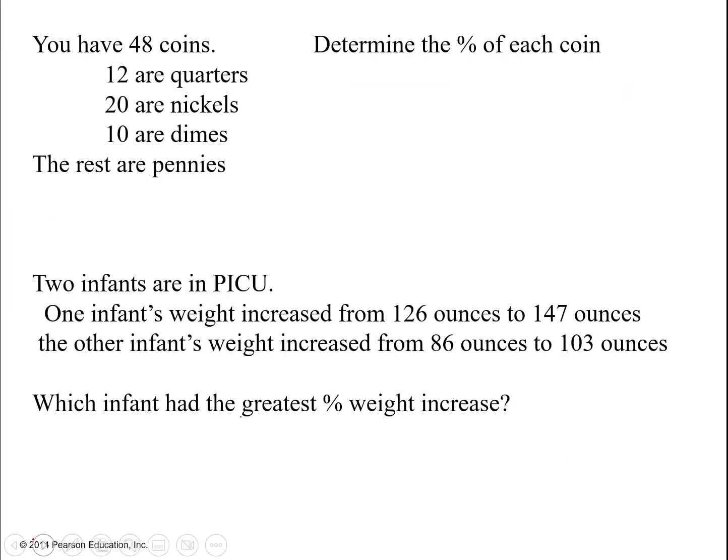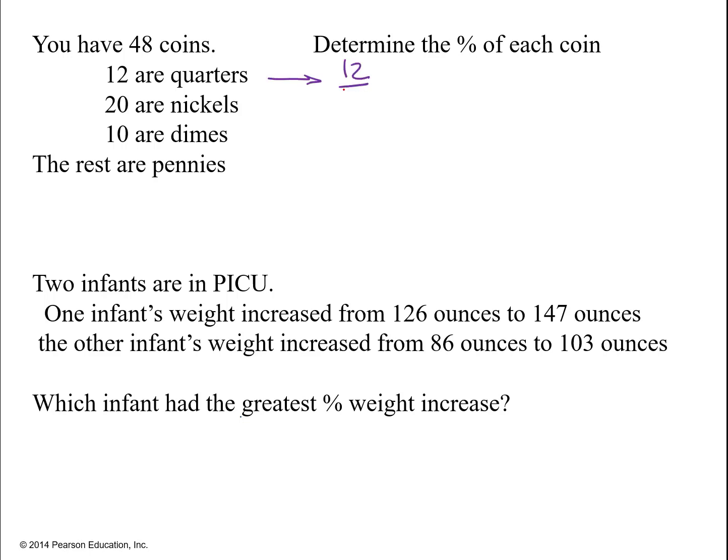So here's a question with just coins, just basic questions, and then the other one is looking at baby weights. So the first one, you have 48 coins, 12 are quarters, 20 are nickels, 10 are dimes, the rest are pennies. Determine the percent of each coin. So how do I figure out the quarters?